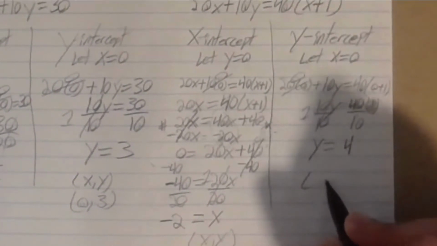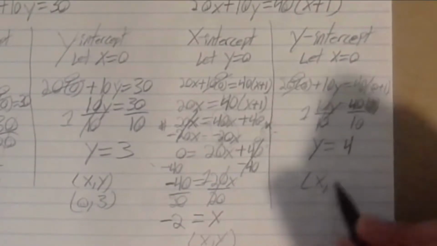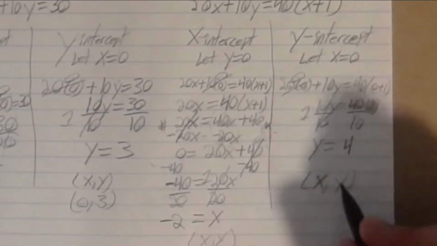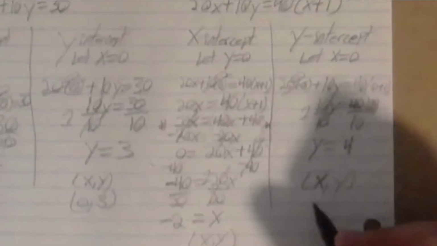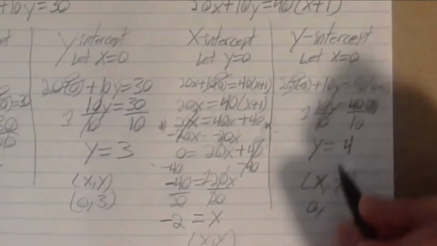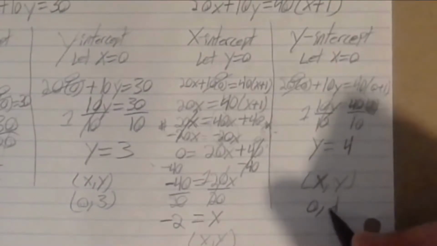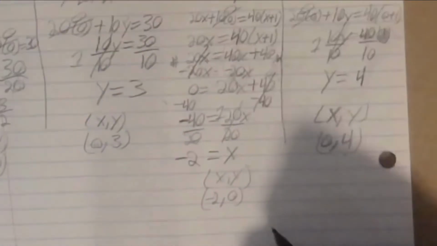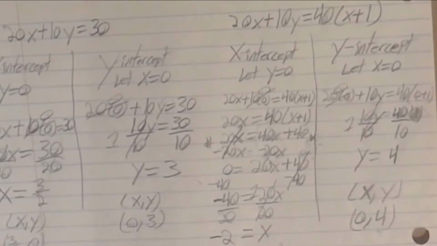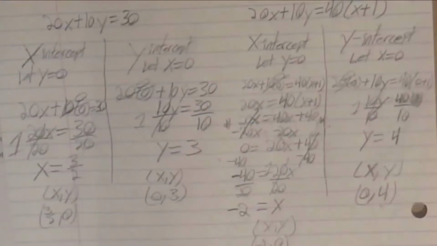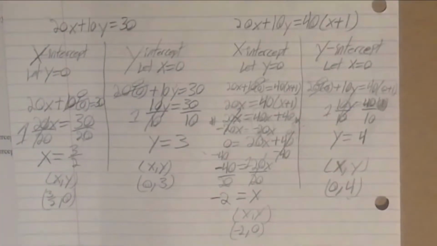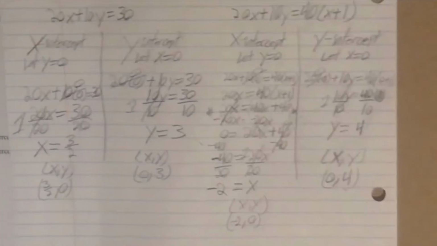So our y-intercept point is x comma y. But what is our x? 0. What is our y? 4. This is our y-intercept. This is our x-intercept. Let me just show you. Let me zoom out a little bit so you could see the entire thing. This is the equation. Oh, you could see the other one too.